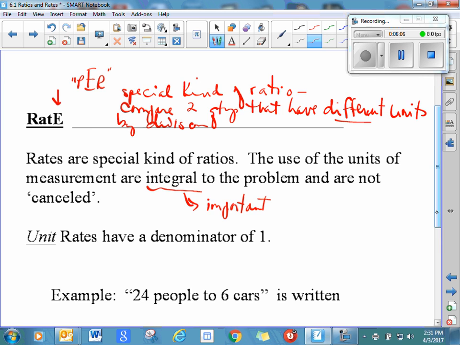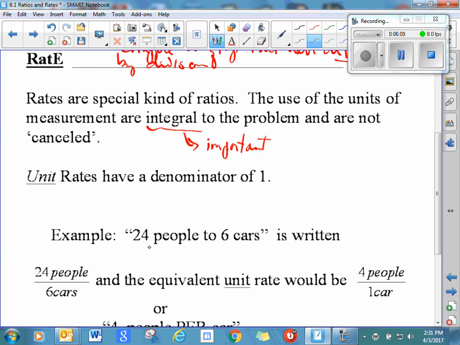So let's talk about unit rates a little bit. Here's an example. I can give you a rate, 24 people to 6 cars. Well, these don't cancel because people aren't cars, and you can't make people into cars. So they stay with us, and that is a good, fine rate. This is a rate because the units are different. But it's not a unit rate because this denominator is 6, not 1.